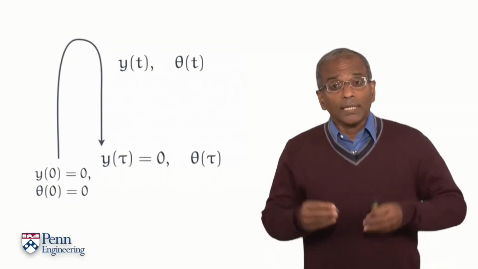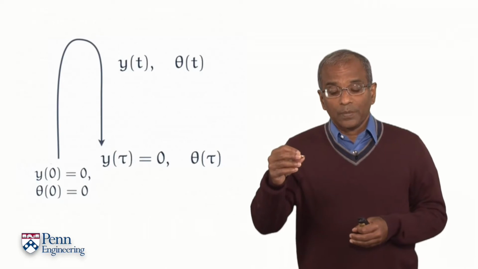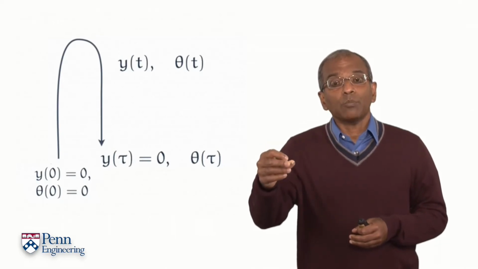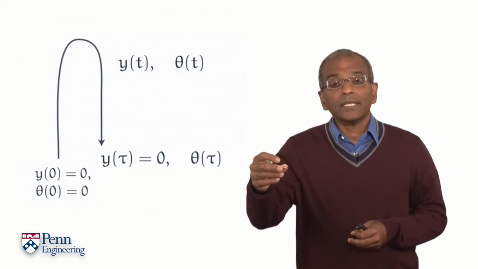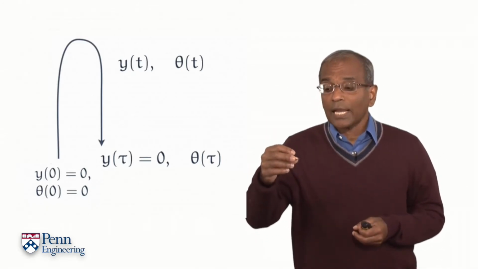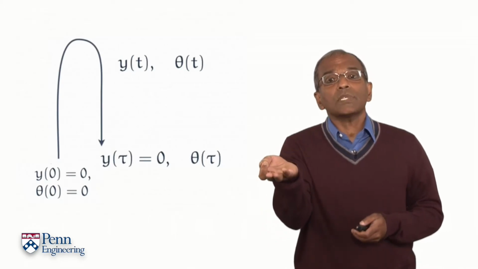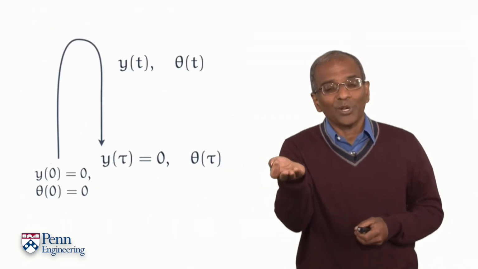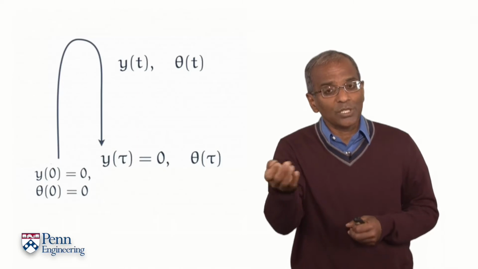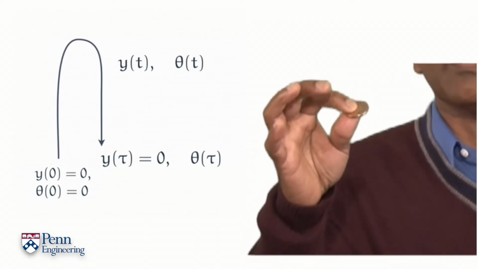Our model at this level has led us to the following conclusion. Starting with the coin facing upwards, tossed with a translational speed v and an angular velocity omega, it is caught at some termination time tau when the coin returns to its starting position with some angle theta of tau that it makes with the horizontal.